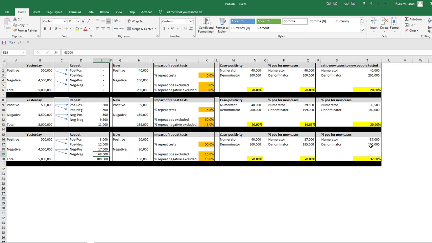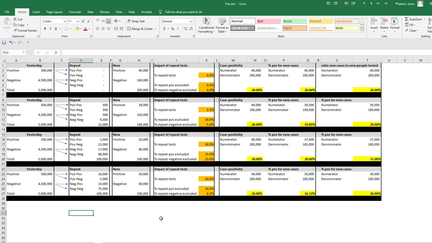And again, why is that? Because the denominator is only new people tested. So instead of 200,000 people who are tested today, only 100,000 of them are new tests, people who had never been tested before. So again, obviously that's going to change dramatically what the percentage is.